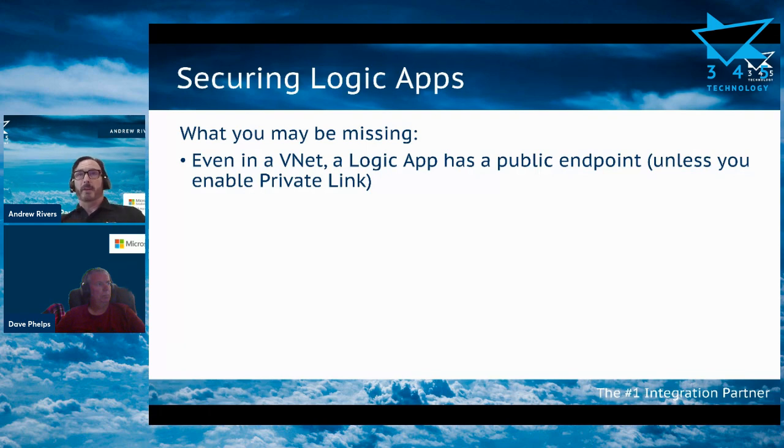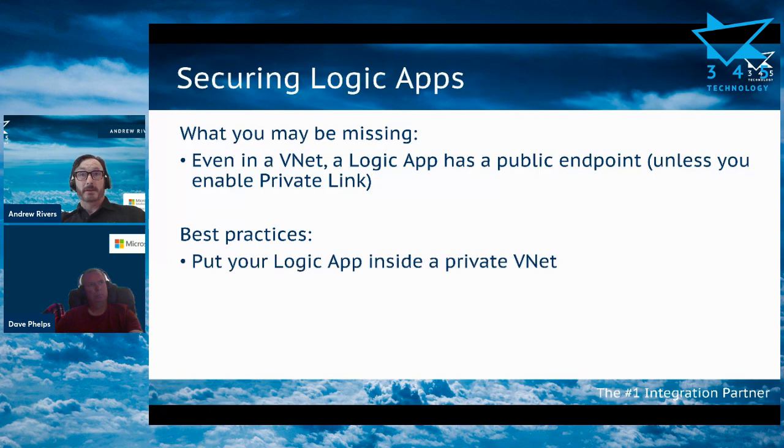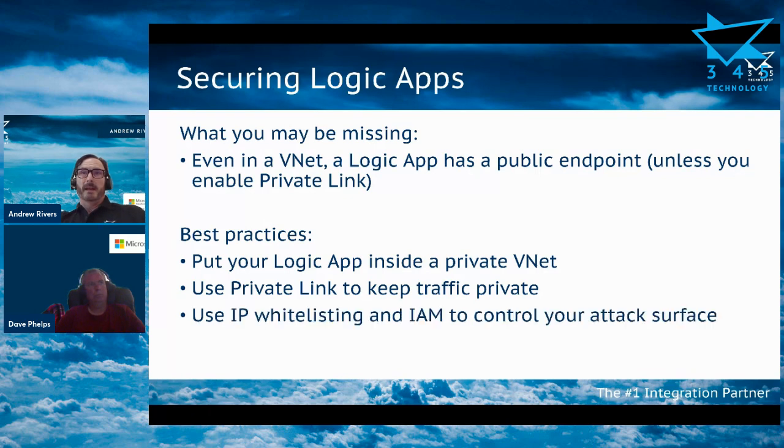So in terms of securing logic apps, even when you've got a VNet, and that VNet can be peered into your own environment, a logic app by default has a public endpoint unless you enable the private link on it. So it's really good to put your logic app inside a private VNet. When you use private link, the traffic then goes private, because ultimately the traffic can be routed over the internet unless you force it to be private, which in most cases isn't what you want.